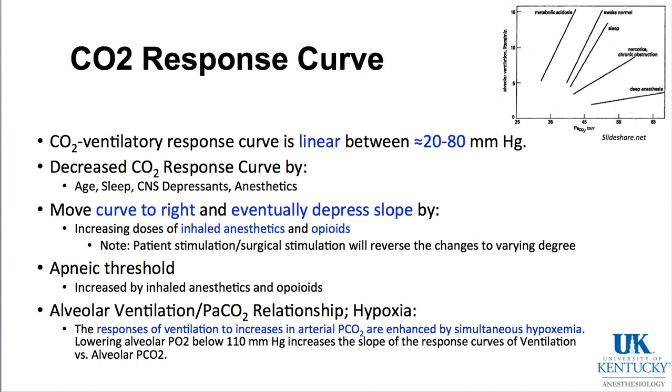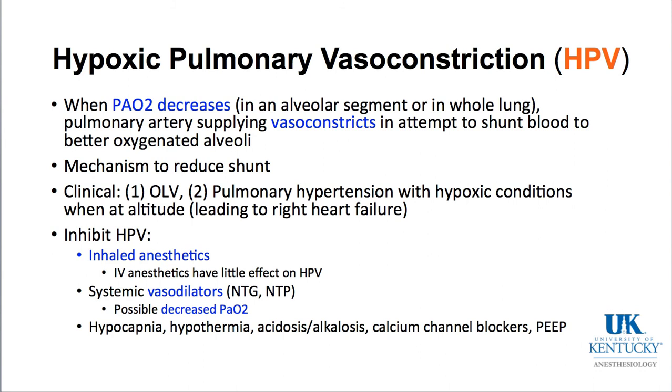The next topic is hypoxic pulmonary vasoconstriction. One of the major points to realize is that the blood vessels surrounding the alveolus respond to the oxygen levels inside the alveolus itself, which is the PAO2. This is not PaO2, this is PAO2. And as PAO2 decreases in an alveolar segment or in the whole lung, the artery supplying that alveolar segment or whole lung vasoconstricts in an attempt to shunt the blood to better oxygenated alveoli.